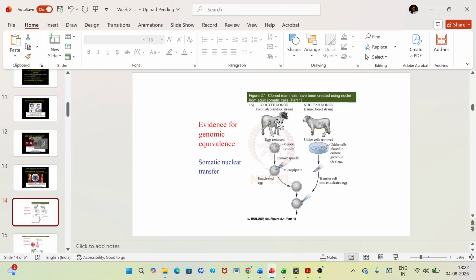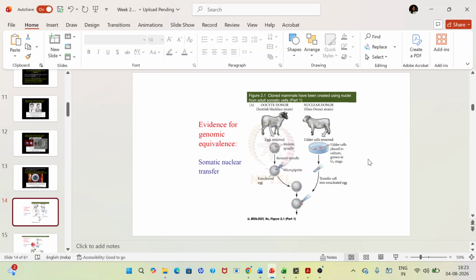Then another evidence for genomic equivalence came from this. What they did is they took a Scottish Blackface strain of sheep, and another was a Finn Dorset strain. So they took eggs from one, the oocyte donor, and from the other they took the nucleus. Okay. So the egg came from this Scottish Blackface strain and the nucleus came from this Finn Dorset strain. What they did is they removed the meiotic spindle. Basically they removed the chromosomes, the information, from this oocyte taken from the Scottish Blackface strain.